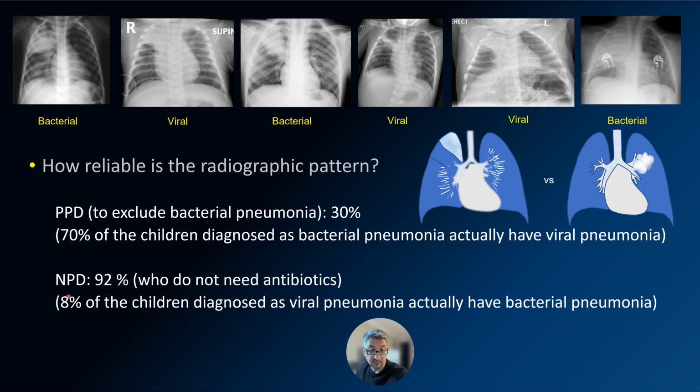But the negative predictive value is very high, which is the group who do not need antibiotics, because in viral infection we don't use antibiotics, in bacterial infection we use antibiotics. This is basically how we can affect the management of these patients by using X-rays. So this means that 8% of the children diagnosed as viral pneumonia actually have bacterial pneumonia. So it is never 100%, and clinical and laboratory findings should also be considered when making a diagnosis of viral or bacterial infection.